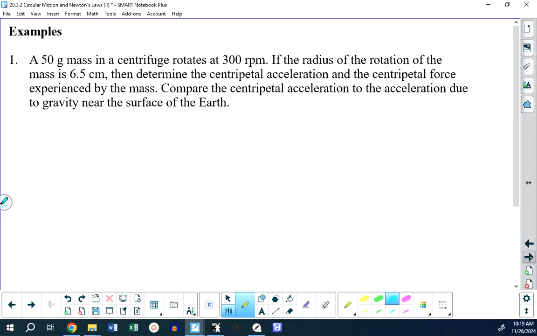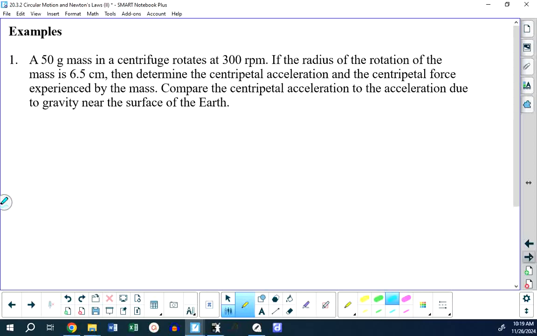A centrifuge is something that you put a test tube in, and the test tube is at an angle, and the top of the test tube would be where my shoulder is, and it spins very rapidly. What happens is the different layers of the material get separated. Over time, we'll discuss what's really going on here, but let's just worry about the formulas right now. The centrifuge rotates at 300 RPM, and you're given the radius. Find the centripetal acceleration and the centripetal force.